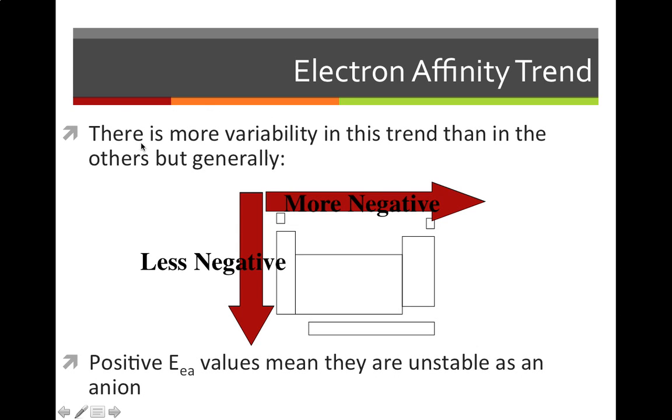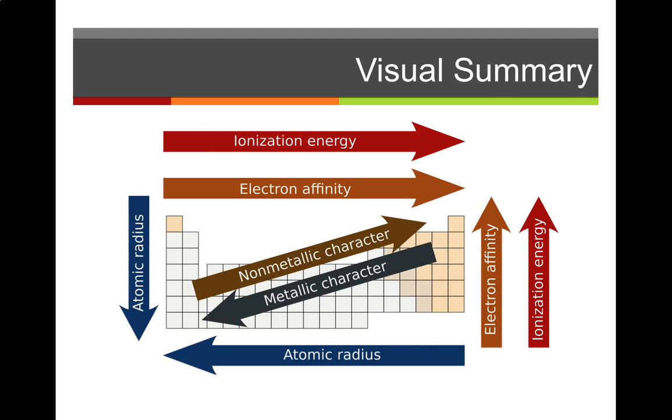The trend for it, there is more variability in this trend than the other trends, but in general, as we go left to right, we're becoming more negative. As we go from top to bottom, we're becoming less negative. There are some positive energy of electron affinity values, meaning that they are unstable as an anion. So whenever you see a positive EA value, that means that it's going to be unstable as an anion.